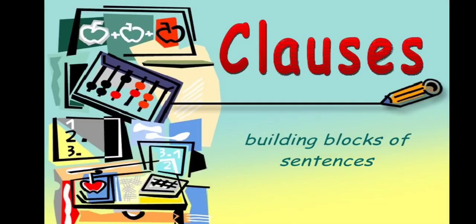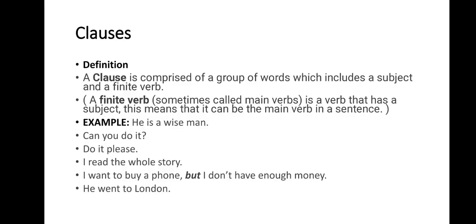So what are clauses? See the definition. A clause is comprised of a group of words which includes a subject and a finite verb. So, unlike a phrase, a clause has a subject and also a verb. What do you mean by finite verbs? They are the main verbs, a verb that has a subject. This means that it can be the main verb in a sentence.